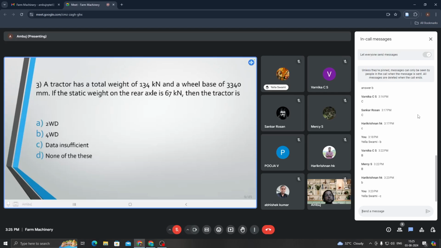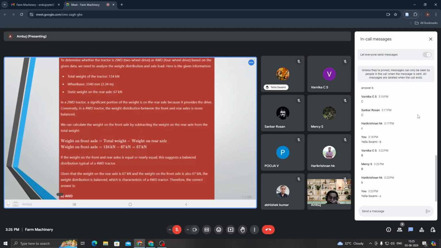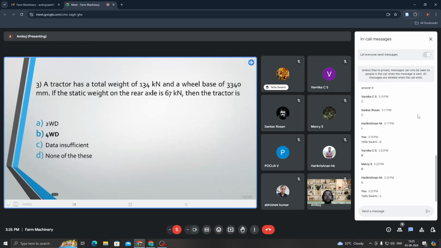Okay. Let us move forward. Yes, the correct option would be B. Why? Let us see that. If you see, I have given you three particular data in this question. Total weight I have given you, that is 134 kilonewton. Wheelbase I have given you, 3340. Static weight on the rear axle, I have given you 67 kilonewton. So I have given you the weight on the tractor rear axle as 67 kilonewton.